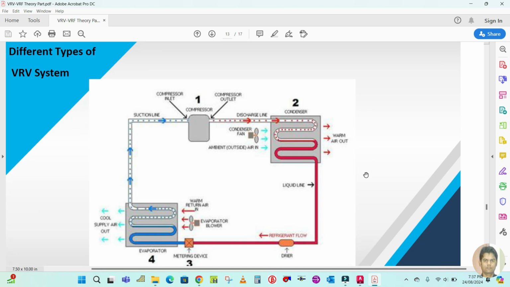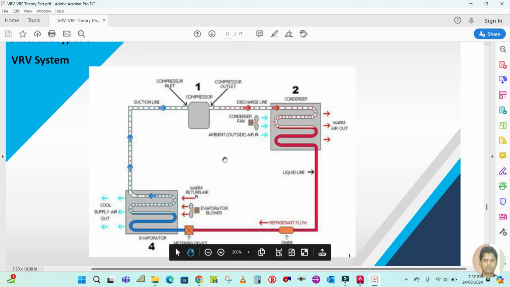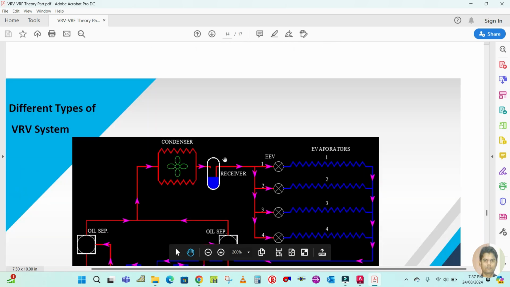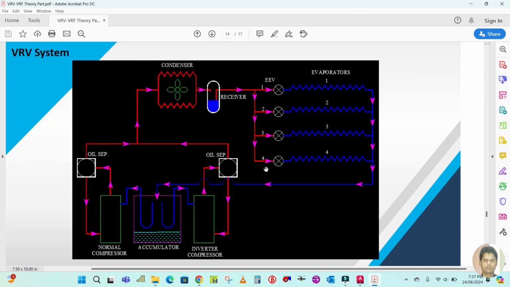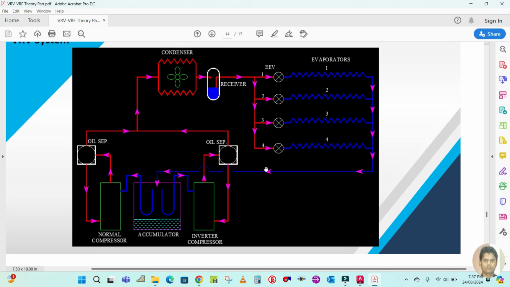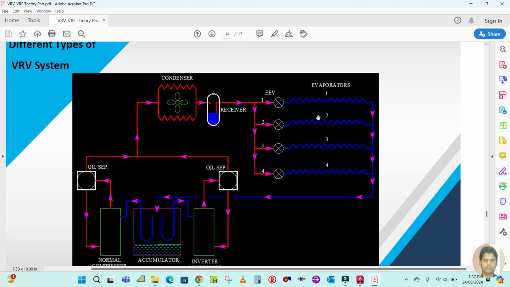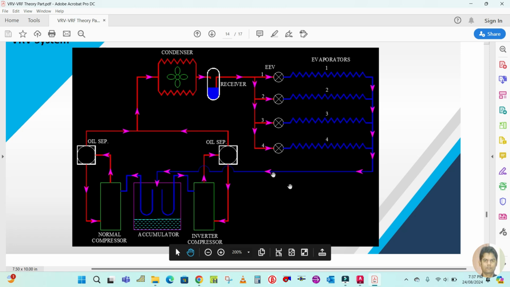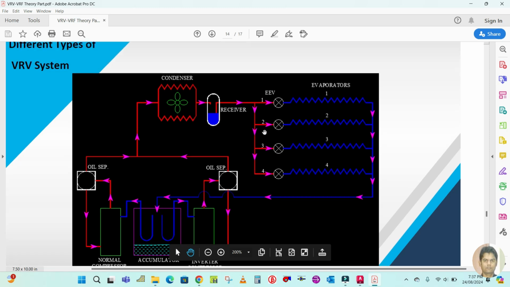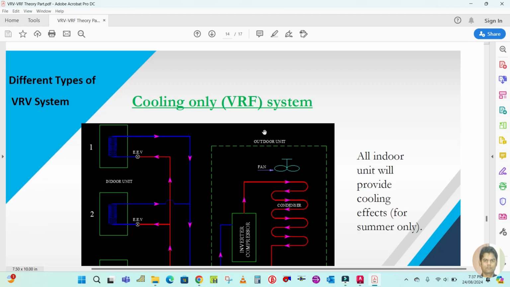So these are the different types, and you can see some examples given here. Here is the line diagram for the VRF: how it looks, how the indoor and outdoor units are connected with the piping. This is given here.